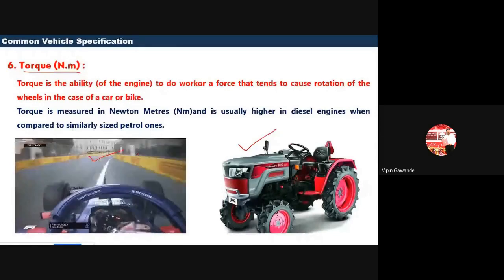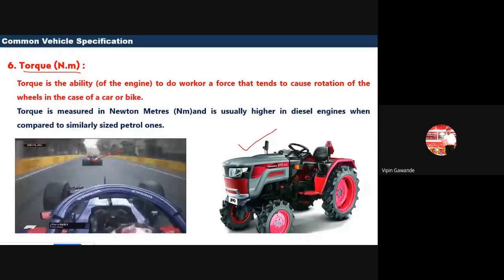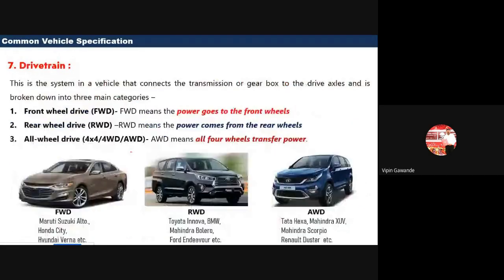Then drivetrain means on which wheel or wheels are providing the power for the rotation. So front wheel drive means the front wheels are providing power for running the vehicle. Rear wheel drive means the back wheels are providing the power to the vehicle. All wheel drive means all wheels are providing the power to run the vehicle.